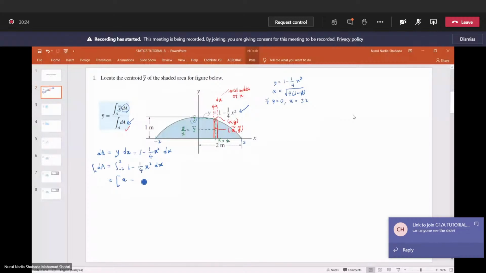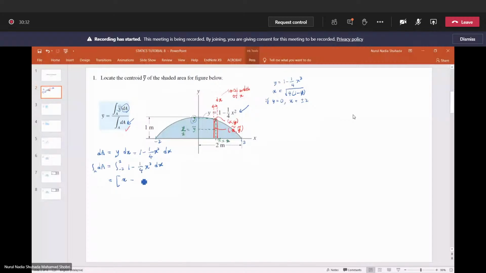Moment. Can you guys see the slide? Whether you guys can see the slide or not, because your friend here cannot see the slide. Anyone? How about the others? Can you guys see the slide?